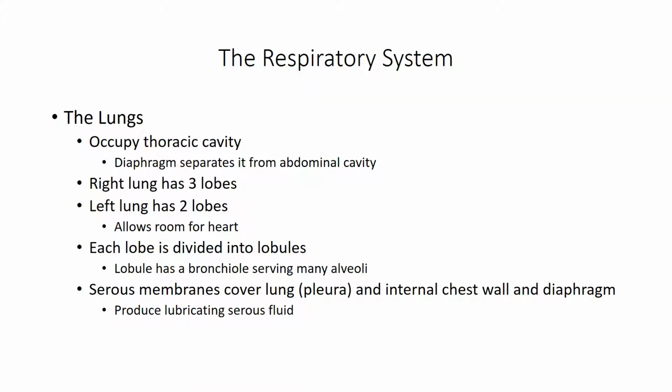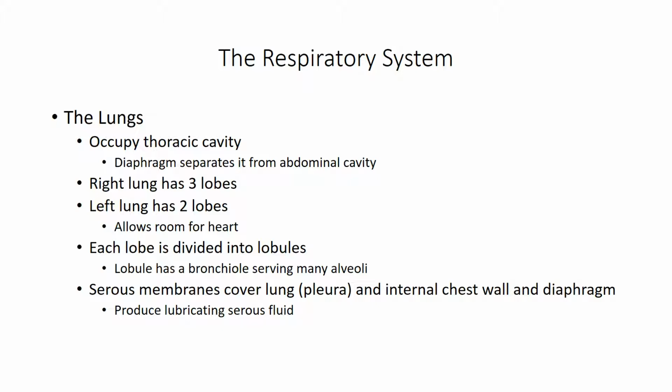Now, the lungs, they are kind of a pair of cone-shaped organs. They occupy a big part of our thoracic cavity. And the right lung has got 3 lobes. The left lung's got 2. And that allows just room for our heart. And each lobe is divided into these lobules, and the lobules eventually break down into bronchioles and alveoli, which have all these air sacs where gas exchange occurs.